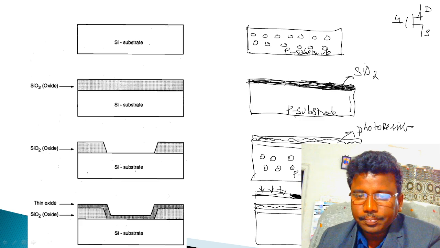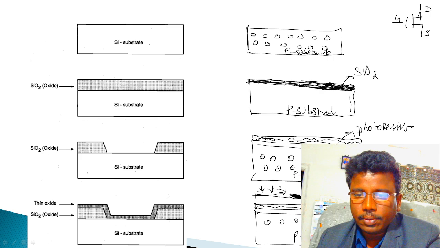We need to design this P substrate, of course having holes. This is the holes material. And in the next step, remove the photoresist layer and deposit the polysilicon material to design a gate terminal.